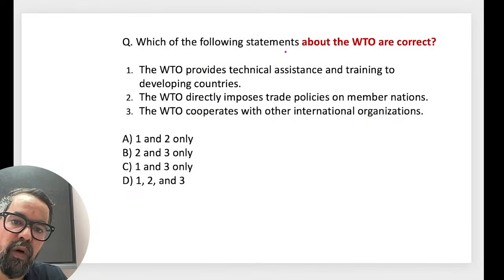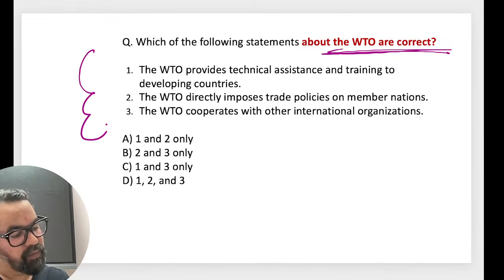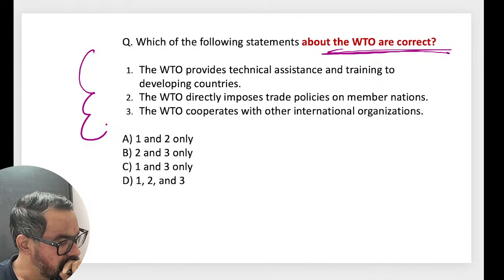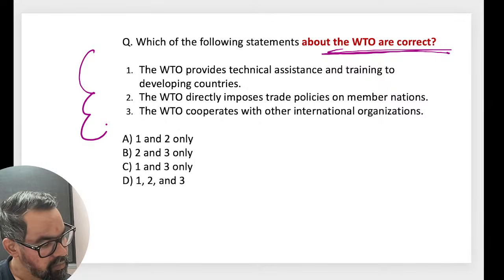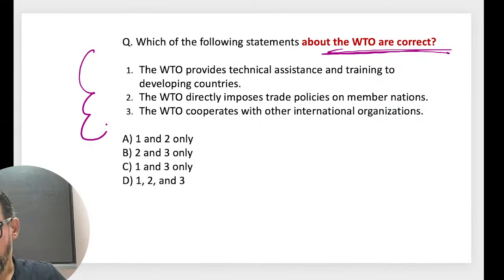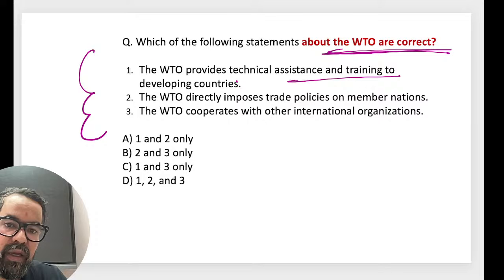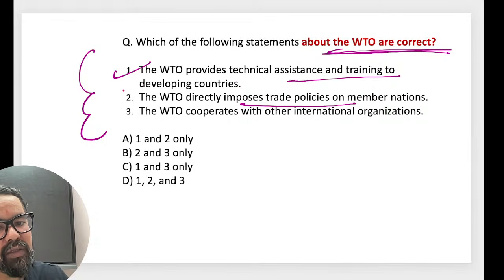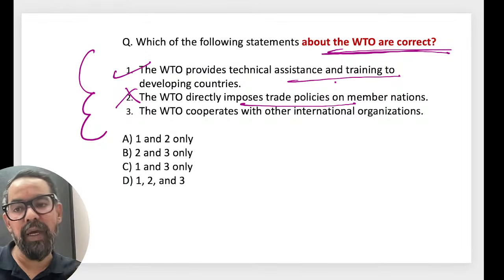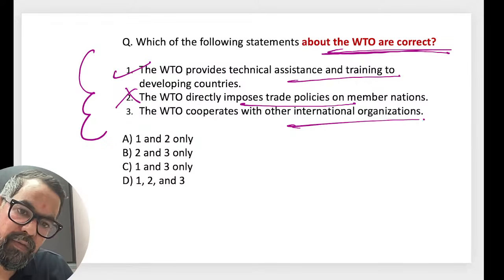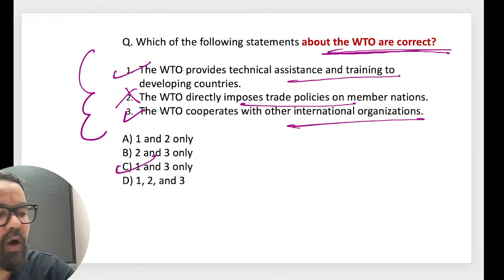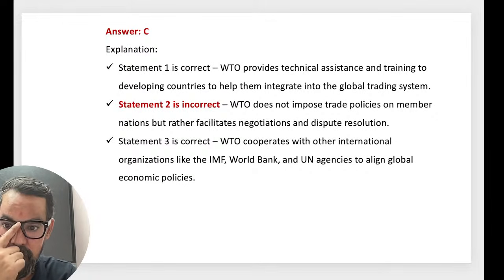Next one, which of the following statements about WTO are correct? WTO provides technical assistance and training to developing countries. Directly impose, this we have discussed earlier also. No, they cannot directly impose the restriction. It is finally a decision made by the economy itself, but they can advise them, right? So this is wrong. WTO cooperates with other financial institutions too. 1 and 3, 1 and 3 means आपका option C will be the right answer for this particular question. Correct है?